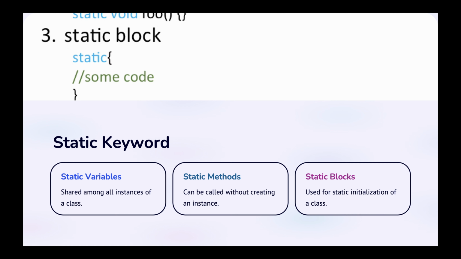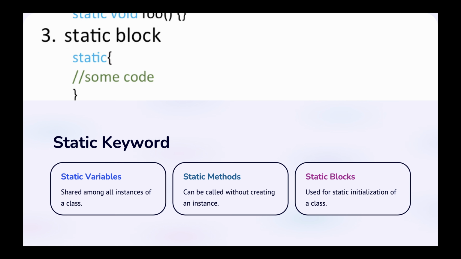Just an example, if we write an Example class, under that we can write static int count = 0, right, that's a static variable. Static method, like under the Example class I can write static void increment, under that I can write count++. So static void increment, that's a static method which can be called without creating an instance of the class. And for static blocks, we can write static, and under that we can write the body of some lines of code, right.